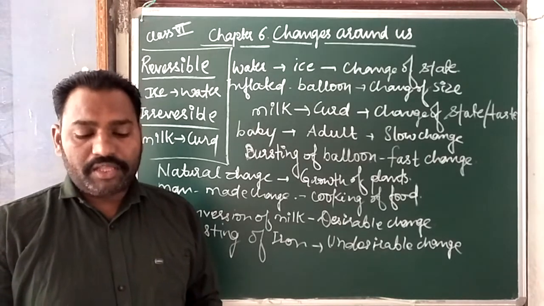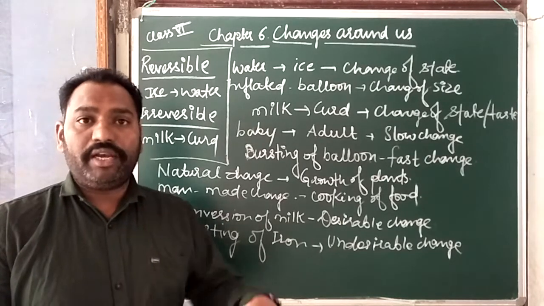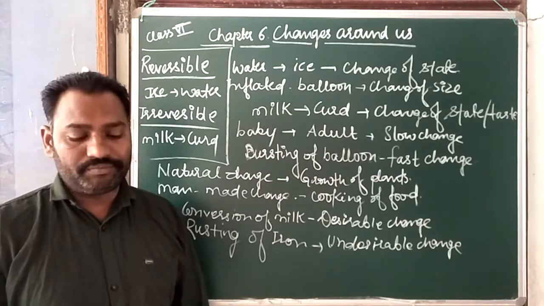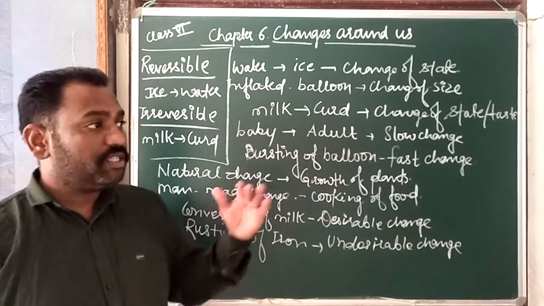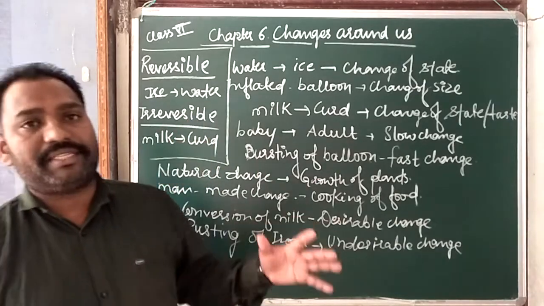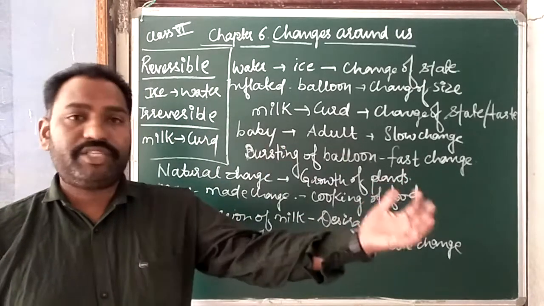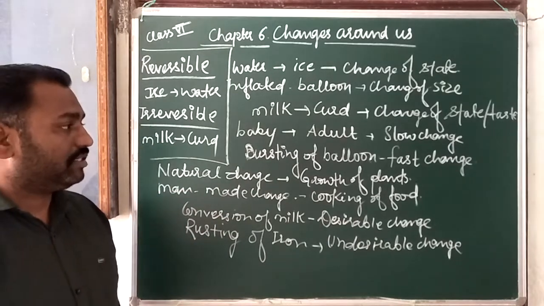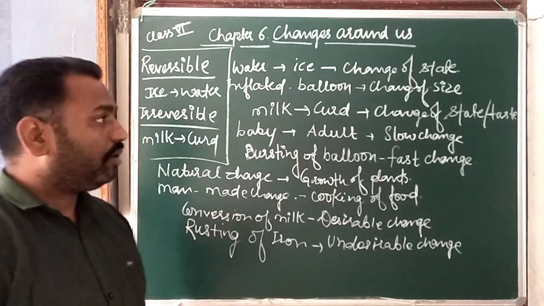Like bursting a balloon, it is already burst, so with the help of the burst balloon, we cannot get the new one again. And growing of plants, it means once the plant is converted into a tree, we cannot change the tree back to a plant. So these changes are known as irreversible changes.